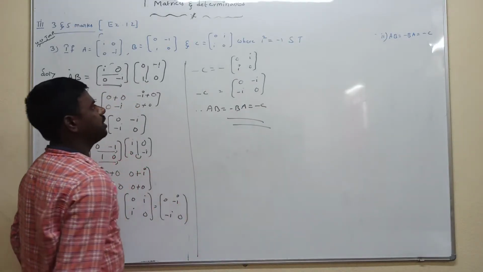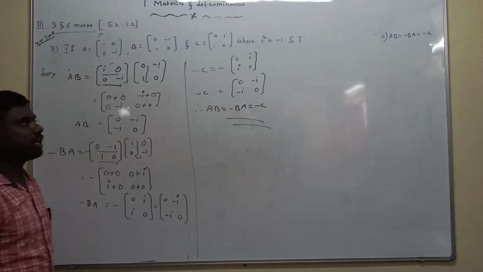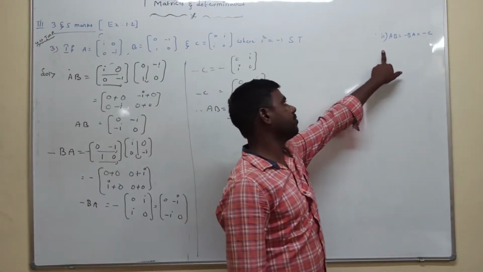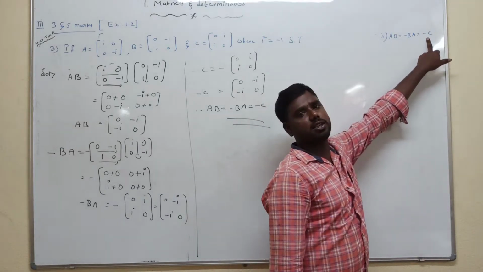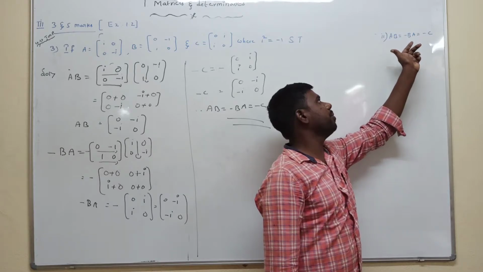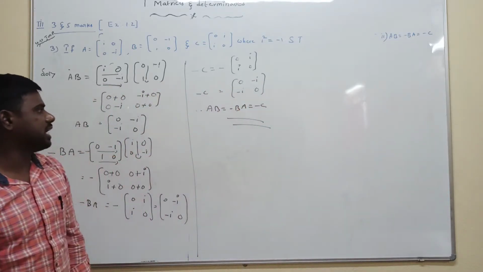So all are equal. These are required for the solution, dear students. First we need to calculate the AB matrix. Next we need to calculate the minus BA matrix. After that we need to calculate the minus C matrix. The given equal symbol means all matrices are equal, so verify whether all are equal or not.